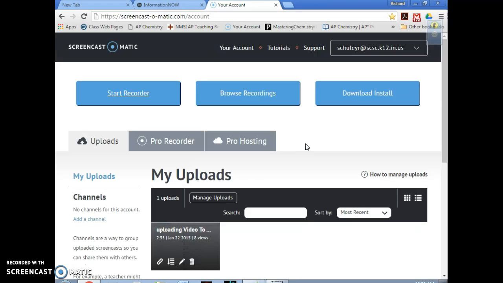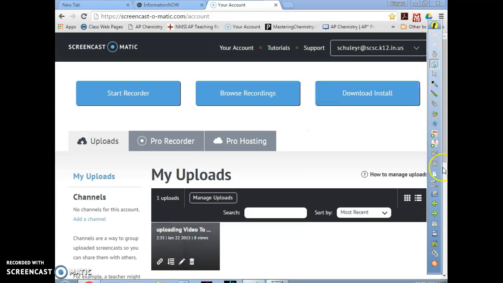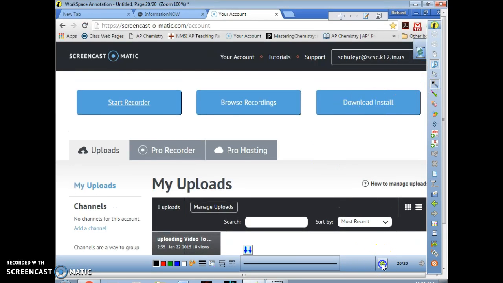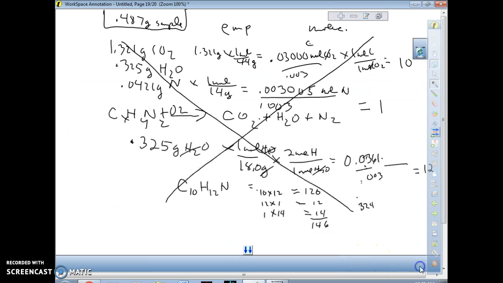Okay, secondly, that problem that we were working on, if we can pull that thing back up. Let's see if we can do that here. We'll go back to it. And there's that mess of the problem. So if you'll remember, it was a 0.487 gram sample. So what happened was I got too quick here on these. But we can still use these numbers to help us.